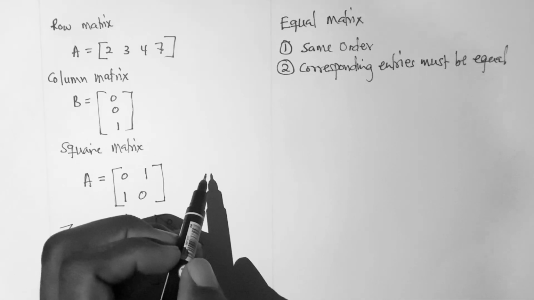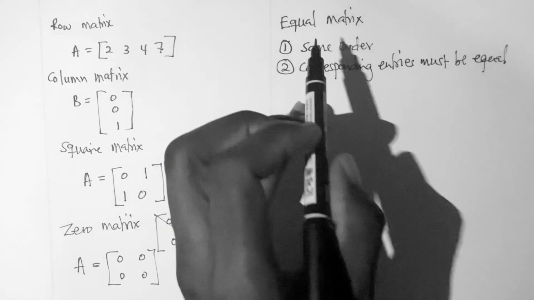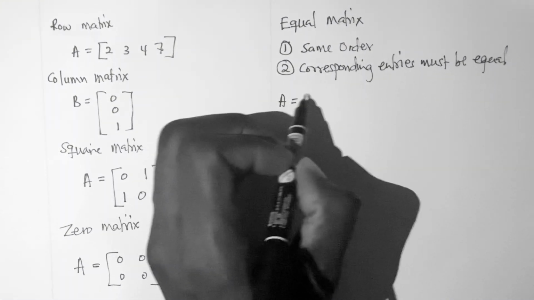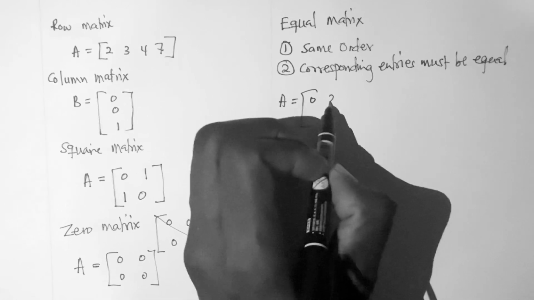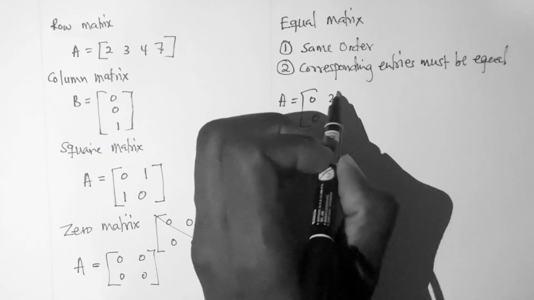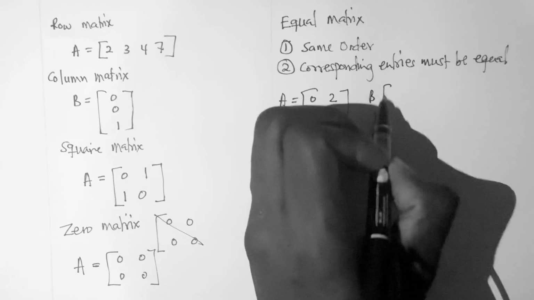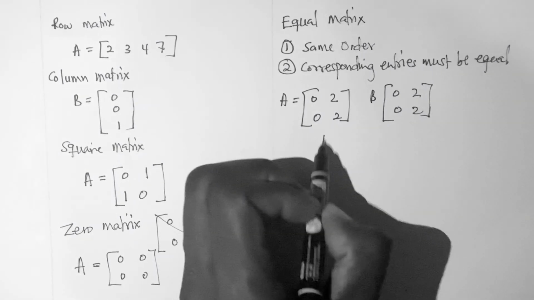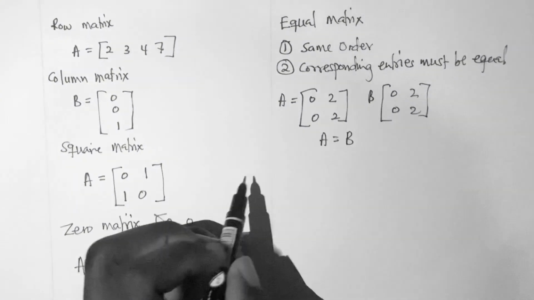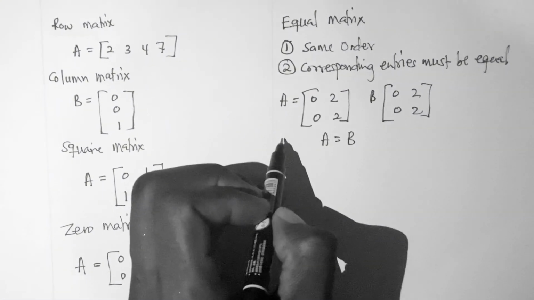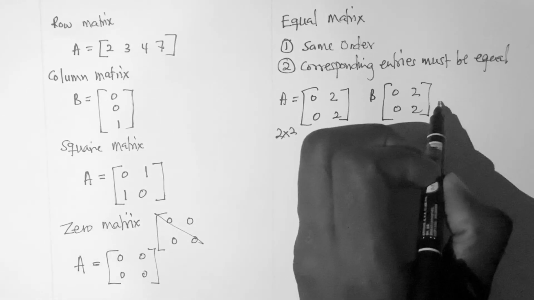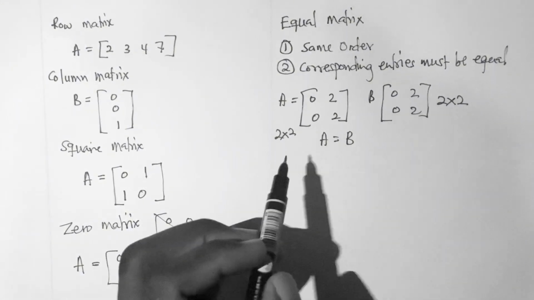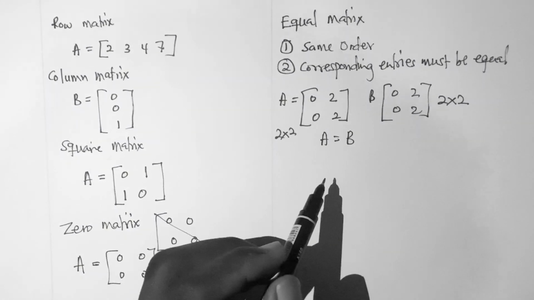So let's take an example of equal matrices. If we have 2 matrices, let's say matrix A equals 0, 2, 0, 2, and we have matrix B, which is also equal to 0, 2, 0, 2. Matrix A is equal to matrix B because matrix A's order is 2 by 2, and matrix B's order is also 2 by 2. And then you see that the corresponding entries are also equal. So these are equal matrices.